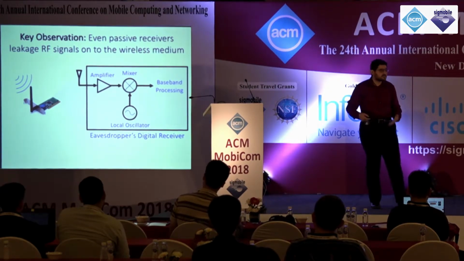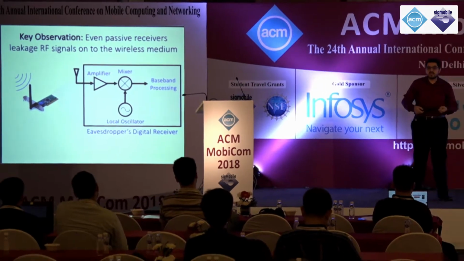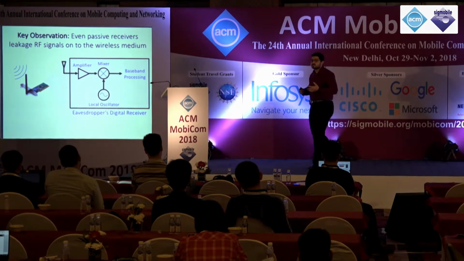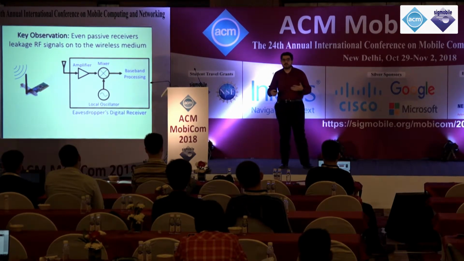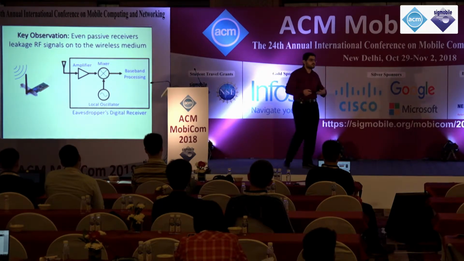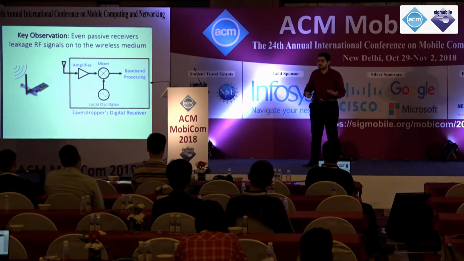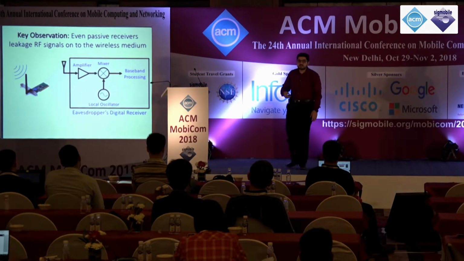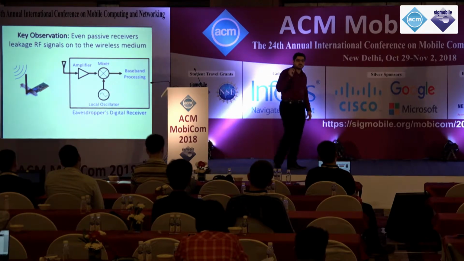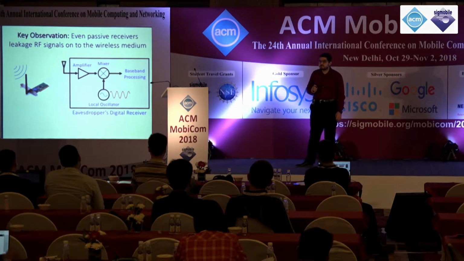And the way you do this is that you multiply the signal with the sine wave at the carrier frequency of operation. So if I want to listen to 2.4 gigahertz, I multiply with a 2.4 gigahertz sine wave. If I want to listen to 900 megahertz, I multiply with a 900 megahertz sine wave. And this sine wave is generated by this local oscillator. So in every receiver, there's a local oscillator that generates this sine wave.